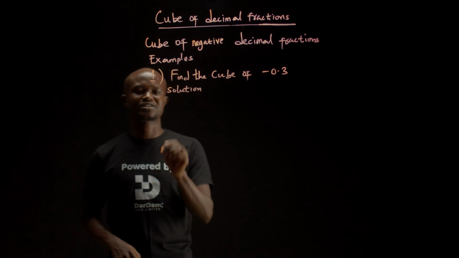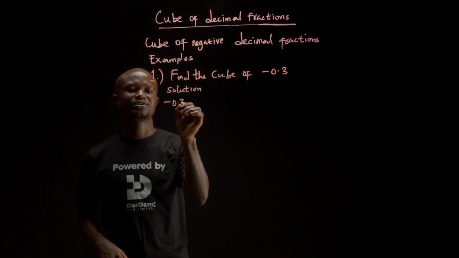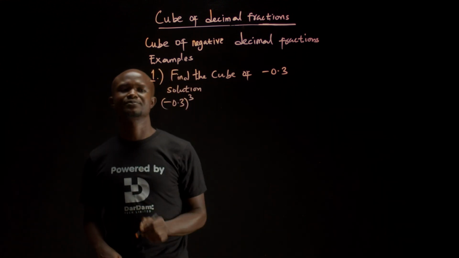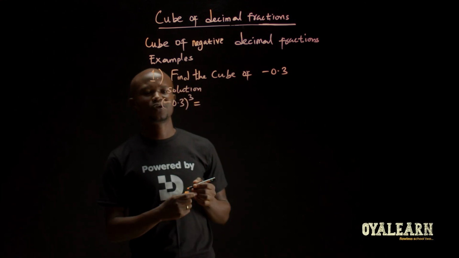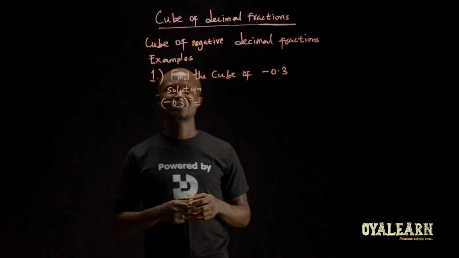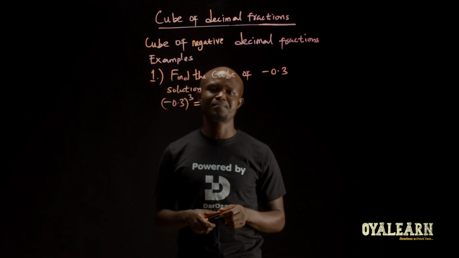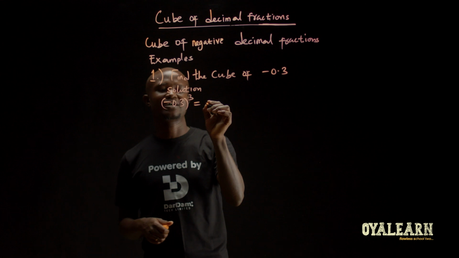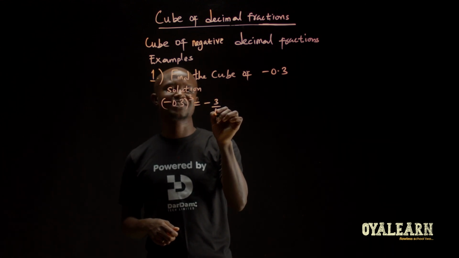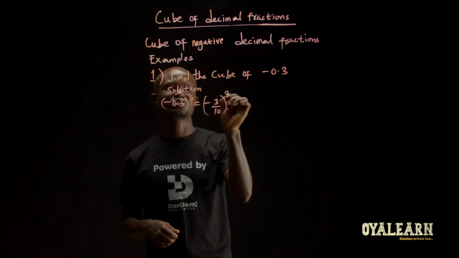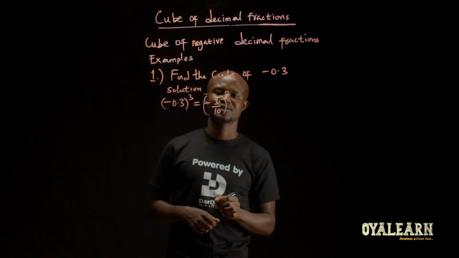This is the same thing as what? Minus 0.3 raised to the power of 3. Then we can write this as what? We need to convert 0.3 to a proper fraction first. And this can be written as what? Minus 3 over 10. Then we have raised to the power of 3.